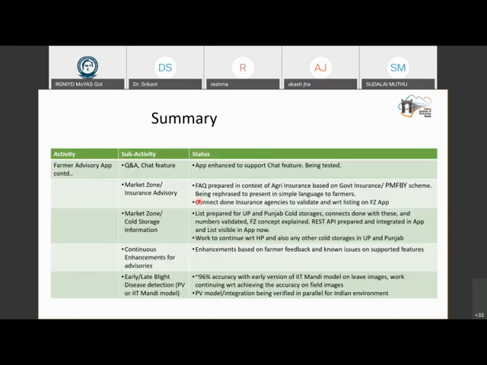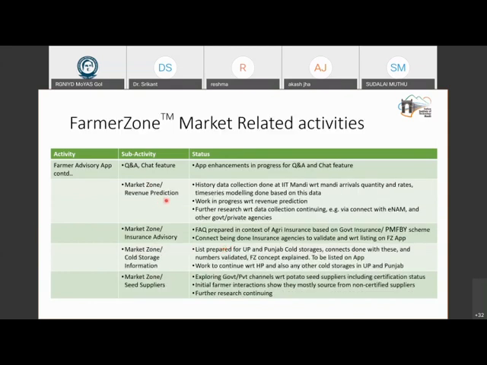So this is just a summary of what I discussed on Farmer Zone, where we have Q&A chat features for the farmers, so that they can type in their questions and get community support. Then Market Zone insurance advisories, cold storage information, and the disease detection model that we have developed. Then we are working on enhancement of the advisories and revenue prediction models. These are all very challenging problems, revenue prediction being something we are working on initially. And then other things like cold storage information, availability of certified seed suppliers, and availability of insurance. This is all information we are putting in the app.